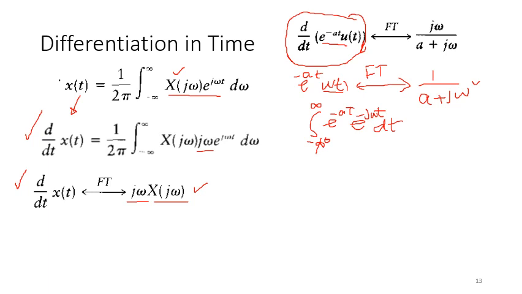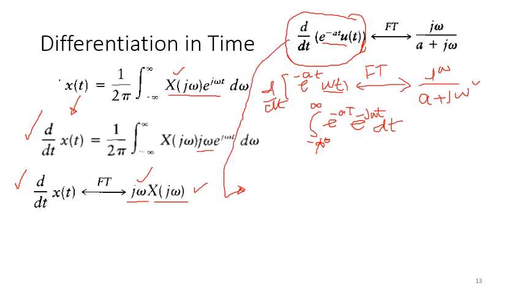And by exploiting the differentiation in time property, if I put here the derivative d upon dt of this, then simply you multiply j omega with it. So let's verify this by first differentiating it with respect to time, and then finding the Fourier transform of the resulting signal.